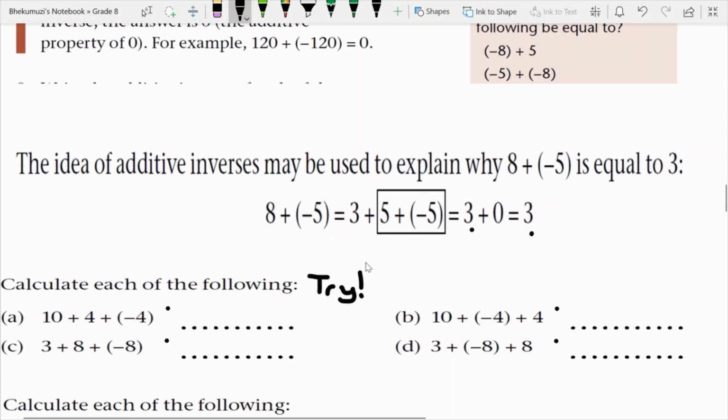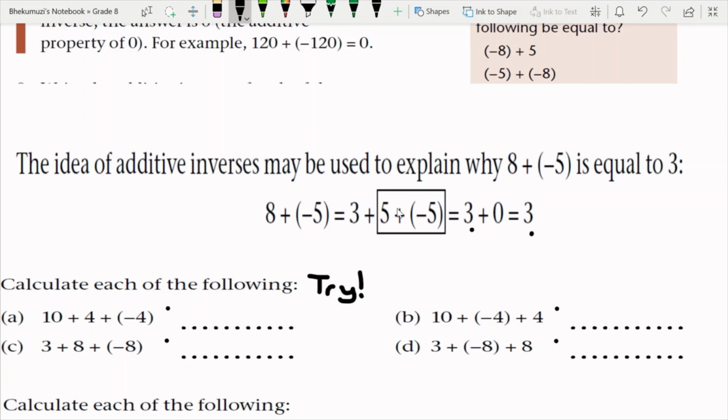Yes, we did use additive inverses in the example before about Jimmy, but now let's look at it in more depth, right? So for instance, if you have 8 plus negative 5 is equal to 3, we know that it's equal to 3, right? But now, what can additive inverses do in this case? So let's look at this. You have 8 plus negative 5, which is equal to 3 plus 5 plus negative 5. Remember, we separated 8 into 3 plus 5, because 3 plus 5 is 8. And then we have negative 5.